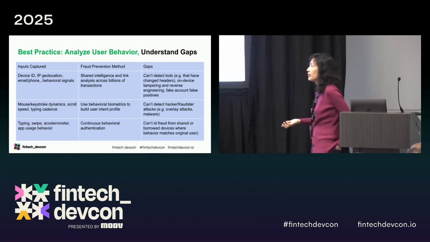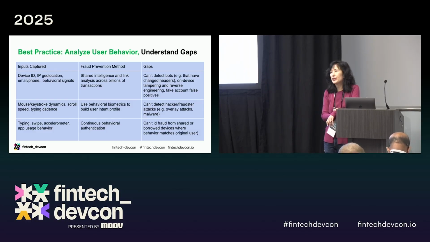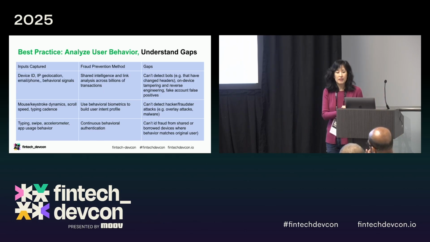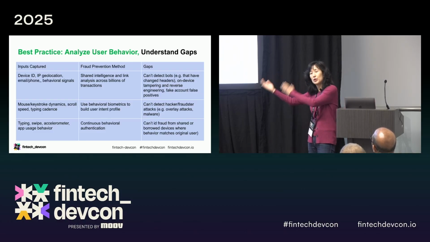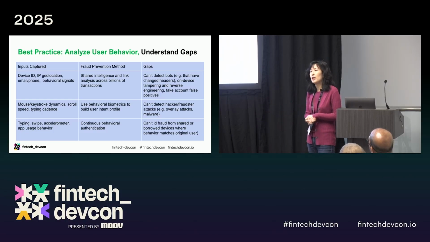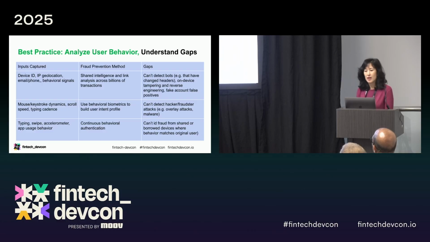Now, overall, the gaps with these solutions is that you can't detect bots. Like we talked about earlier, if the bot changes the headers, these solutions generally, or at least today, don't catch that. They don't catch on-device tampering or reverse engineering. There are, unfortunately, a number of fake account false positives, and this creates a lot of problems for the company because you have poor user experience on the one hand, because people are misidentified as being bad actors, and then you are also wasting the time of the engineers who have to go back and remediate and figure out what the problem is and see, are these really fake accounts or not, and figure out the best solution.